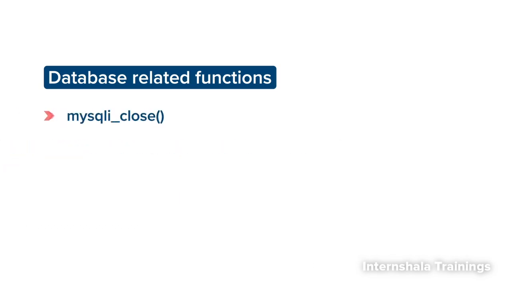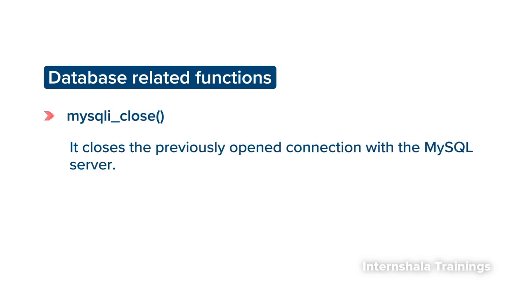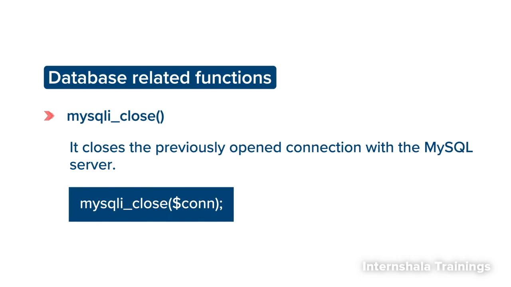Lastly, we have the mysqli_close function. This function closes the previously opened connection with the MySQL server. To close the connection, we pass the connection reference object along with the function name like this. Although the connection with the MySQL server is automatically closed once the entire PHP code is executed, we should close the connection as a good practice as it also helps to free the resources used.